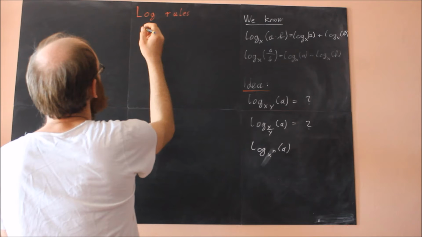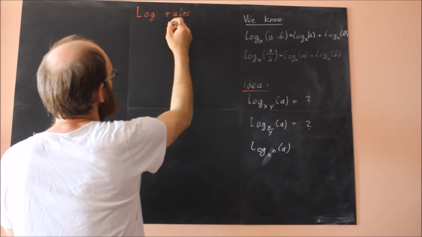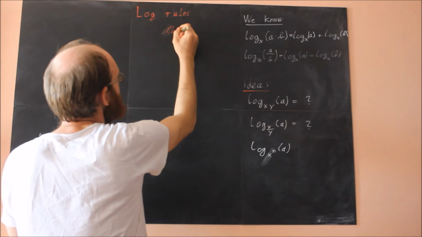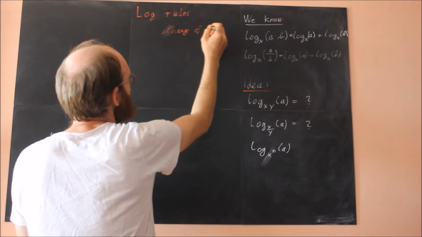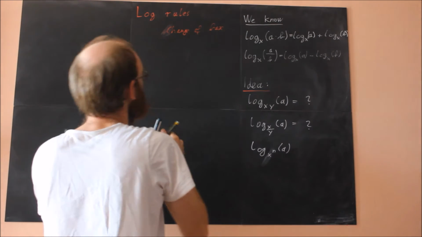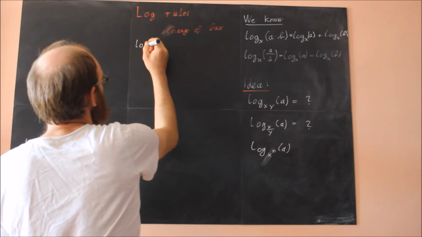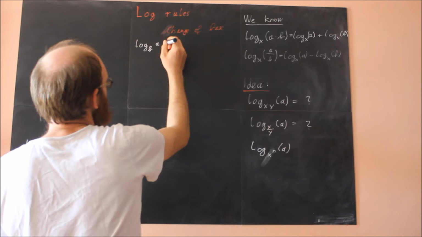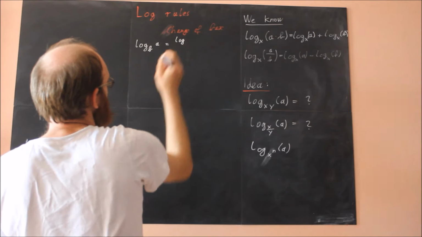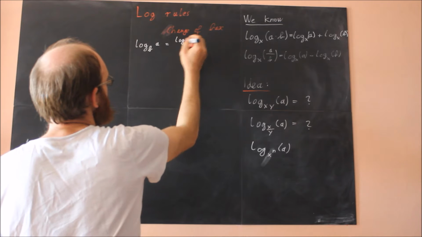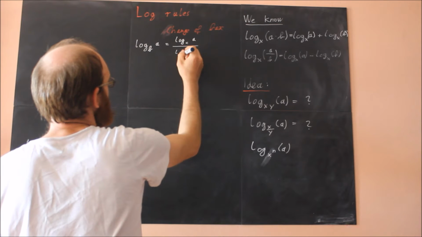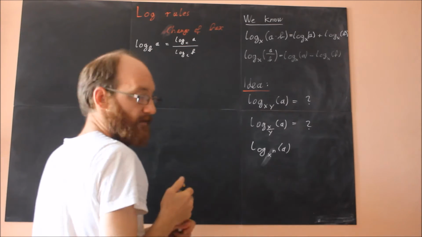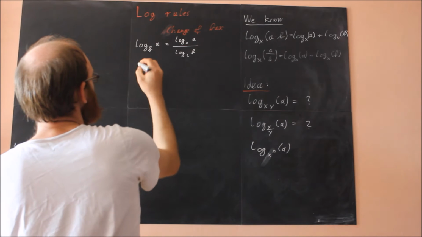Before we start, not base of change, change of base. So if we have a logarithm, let's say of a to some base b, then we can choose a new base c, and we have this expression, and we prove this.